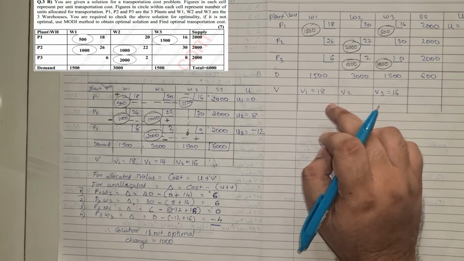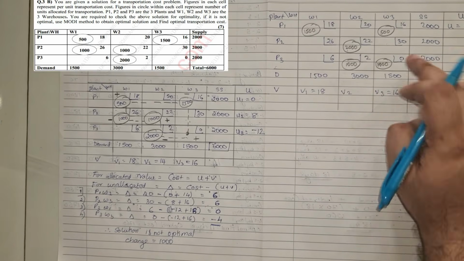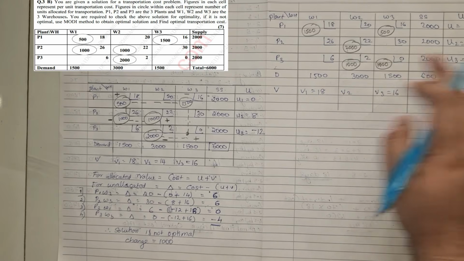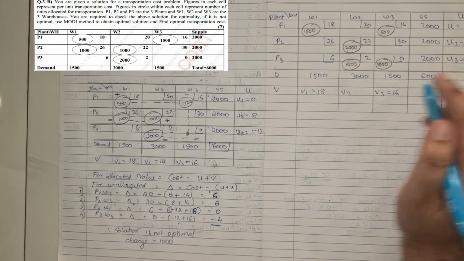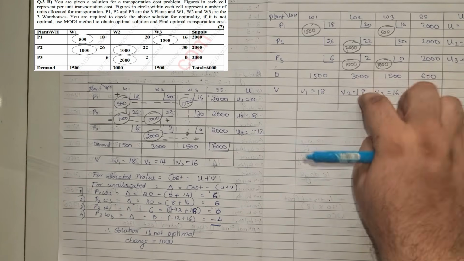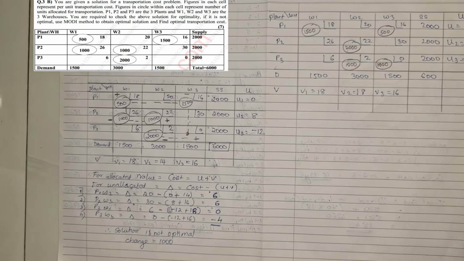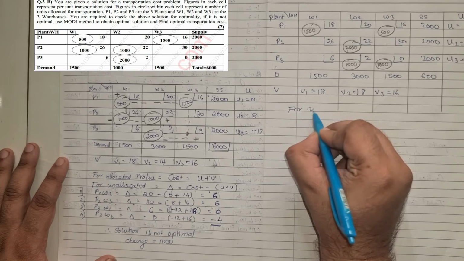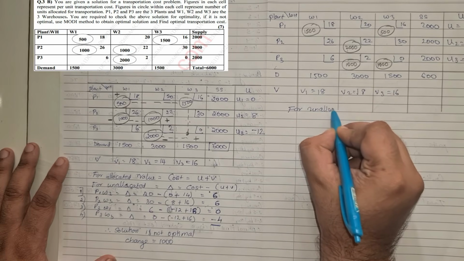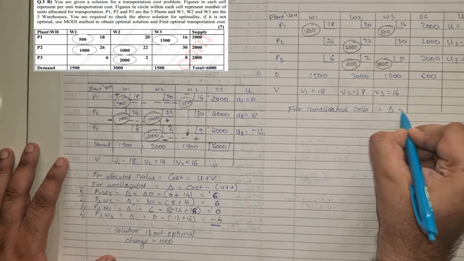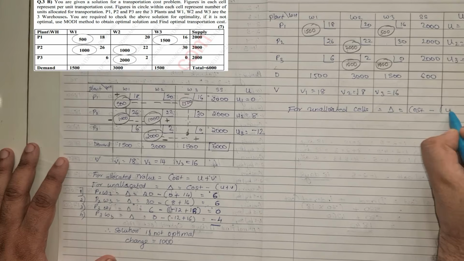Okay, now what else can we find? Now with the help of this, 0 minus 16 is negative 16. 2 minus 16 becomes positive 18. And with the help of this, 22 minus 18 is 4. So we were able to get U and V. Now we need to find it for unallocated cells. That's the most important. For unallocated cell, we know delta is equal to cost minus U plus V.